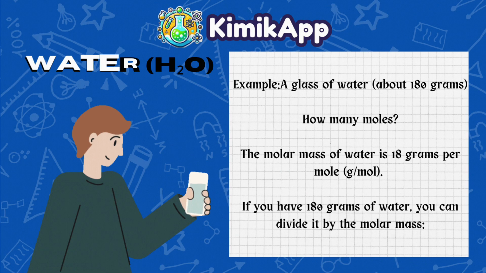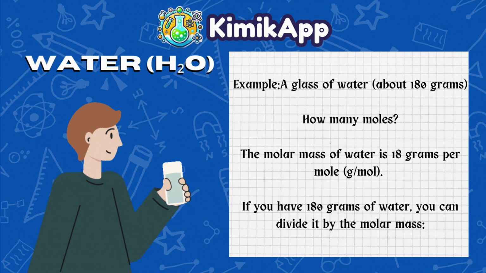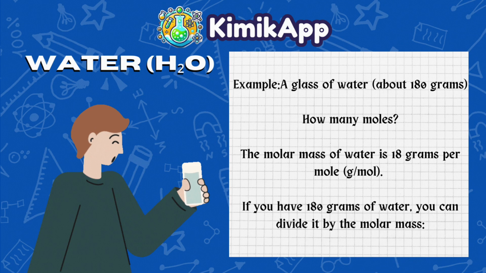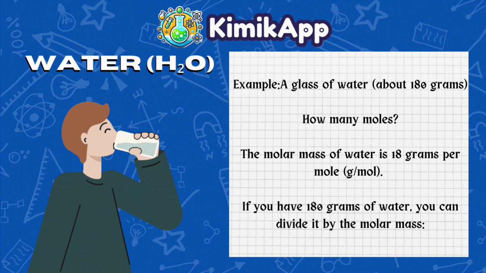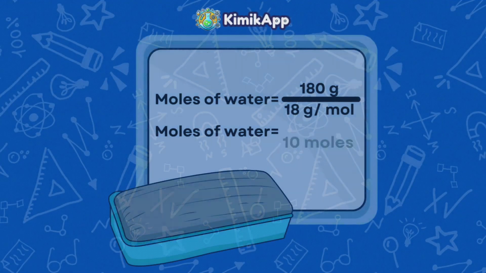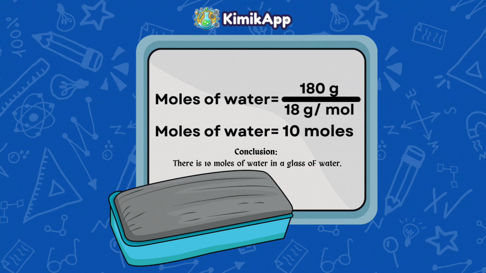First is the water. For example, a glass of water which has about 180 grams. And how many moles? The molar mass of water is 18 grams per mole. If you have 180 grams of water, you can divide it by the molar mass. So we have moles of water is equal to 180 grams divided by 18 grams per mole, which is the molar mass. Then we have moles of water, which is equivalent to 10 moles. In conclusion, there are 10 moles of water in a glass of water.